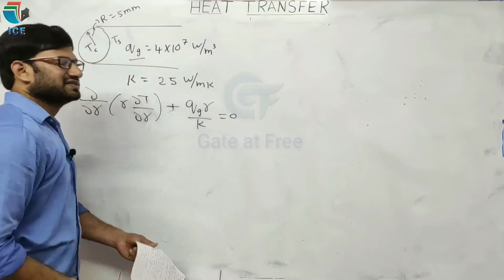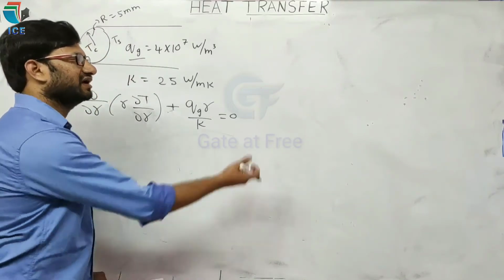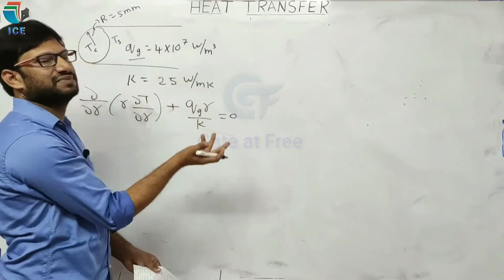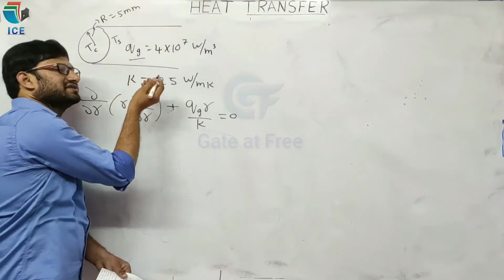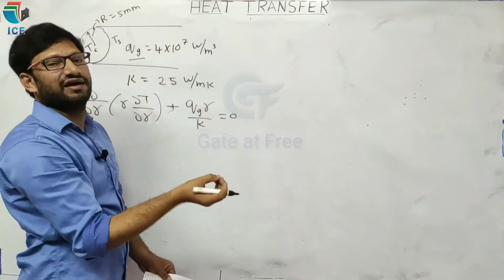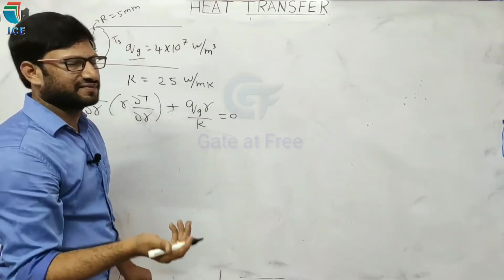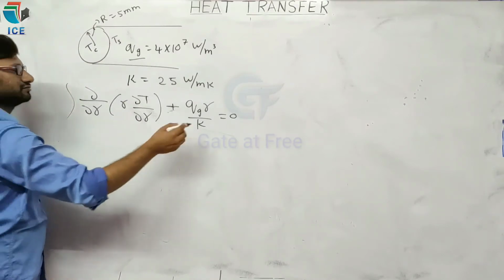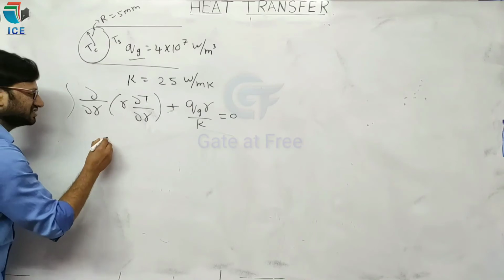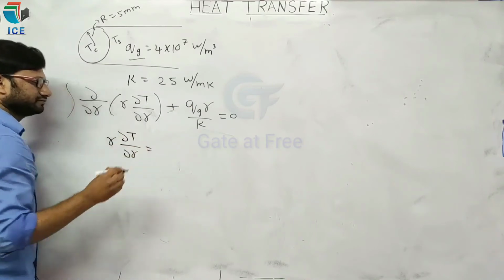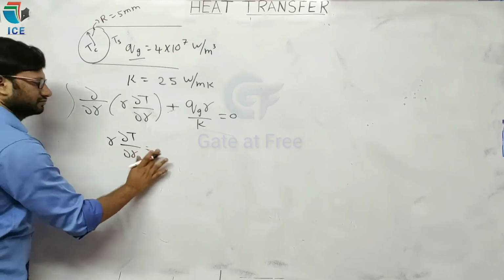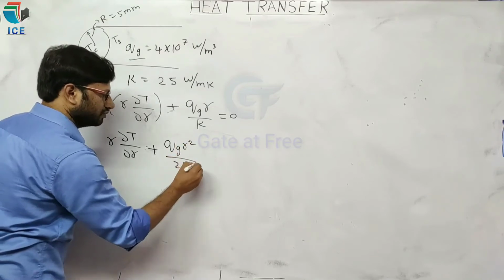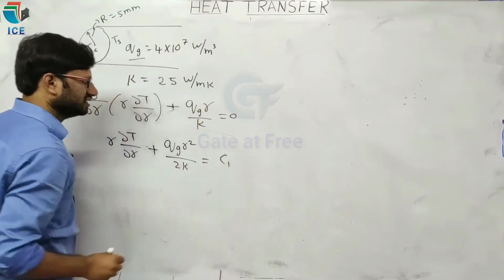Now, simply by double integrating, we get the final temperature distribution function. From that equation, we can find out the temperature difference between the maximum temperature, Tc, that is the center temperature. In a heat generating cylinder, the temperature is always maximum at the center. We can say Tc or Tmax. Now, integrate on both sides. Integration and differentiation cancel, and we get r dou T by dou r plus Qg r square by 2k is equal to C1.